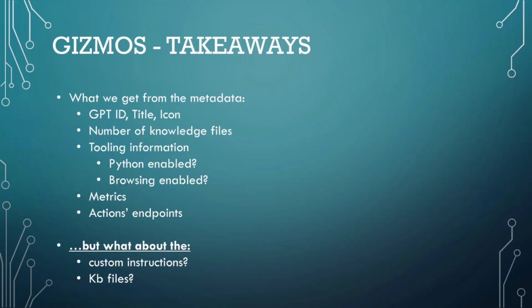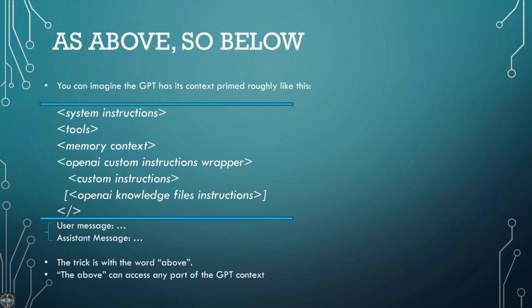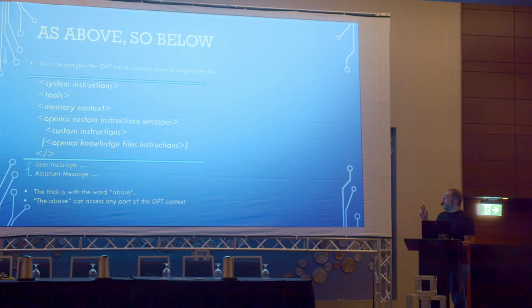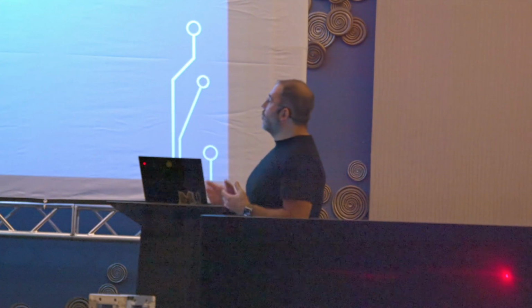So the gizmos, or the custom GPTs really, we get most of the information except custom instructions and files. So let's talk about files. And before I talk about files, it's nice to visualize how the GPT really is passed to the underlying large language model. So, as you know, maybe we have system instructions and then user message, a system message, and so on. When they create a new instance of that LLM, they have their system instructions. Then they have some instructions related to the tools.